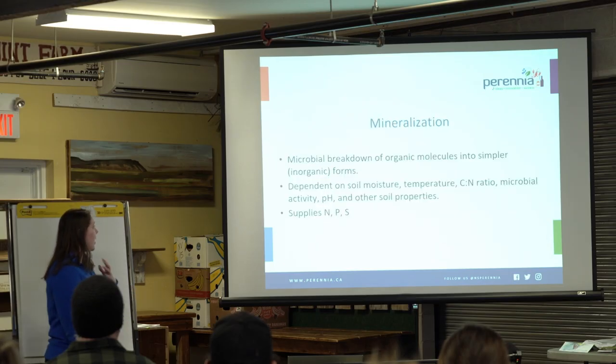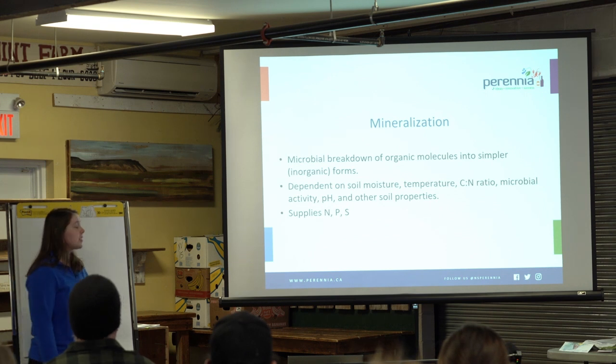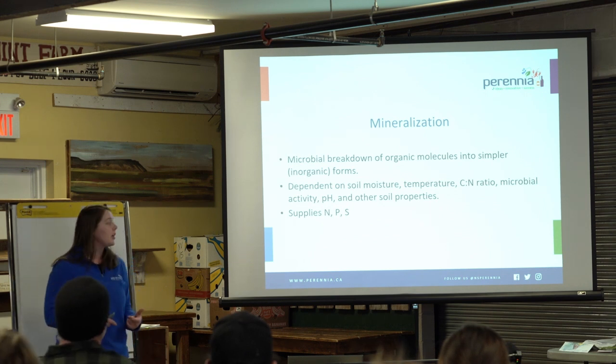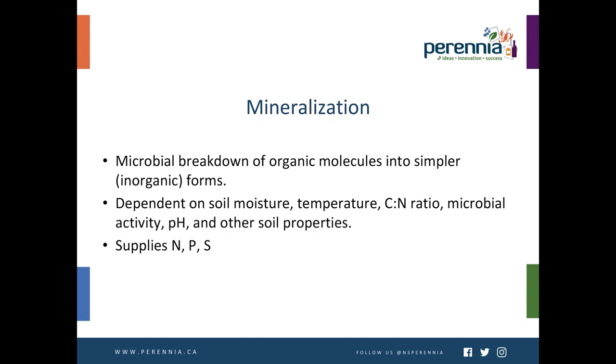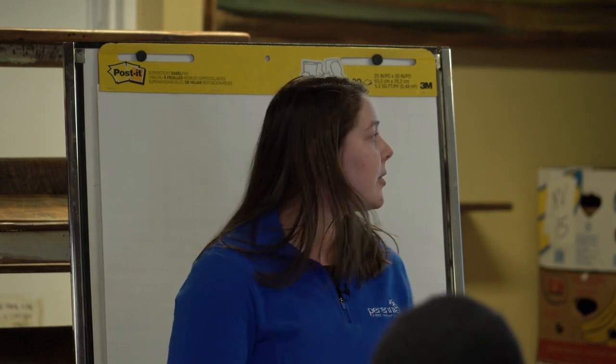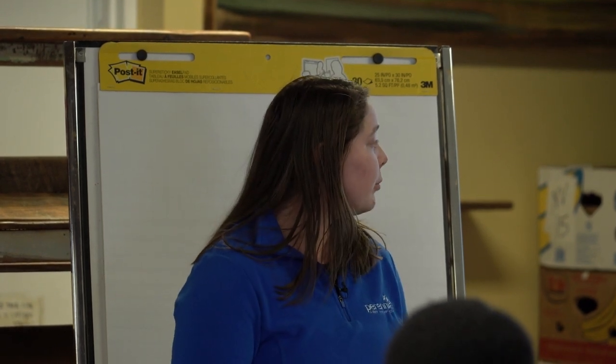So when organic matter undergoes mineralization, this is the breakdown of organic matter so that it goes into those forms that the plant can take up. Now, this is dependent on soil moisture, temperature, the C to N ratio, microbial activity, pH, and other soil properties. And some of the big 3, we'll talk a little bit more when we get into the other talks. You're supplying nitrogen, phosphorus, sulfur, and other micronutrients, but those are some of the really important ones.